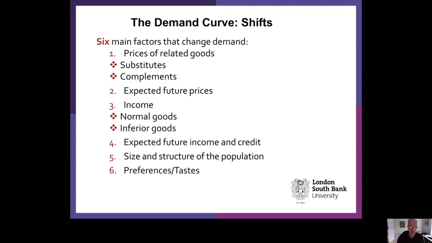Let's go to number 5, the size and structure of the population. Well, if the population gets bigger, then probably the demand for whatever it is going to increase. The demand curve is going to shift to the right.